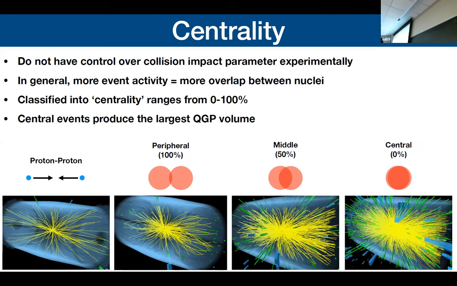So what we typically do is use the amount of particles produced in order to classify the events as peripheral, middle, or central events. And we indicate that with a percentage. So you'll see this a lot in heavy-ion physics. Lower percentages mean more head-on, right? So 0% is fully head-on. 100% means that they barely hit each other, okay? That's something to keep in mind as we move forward.